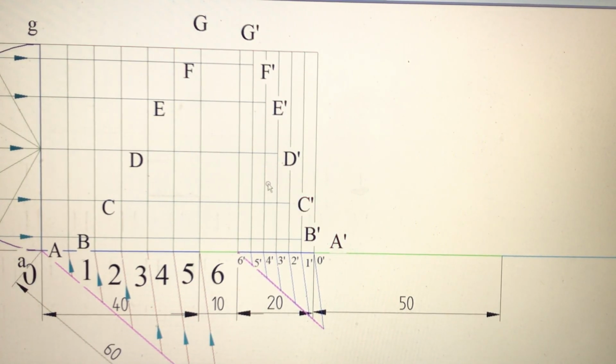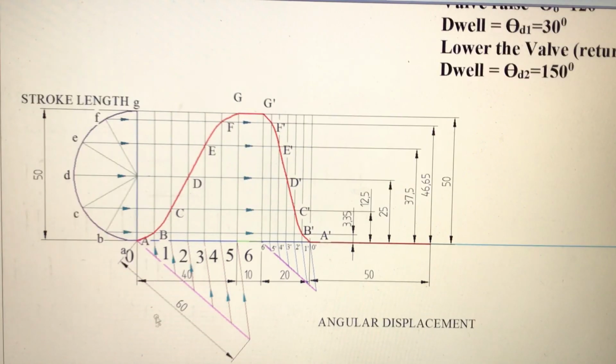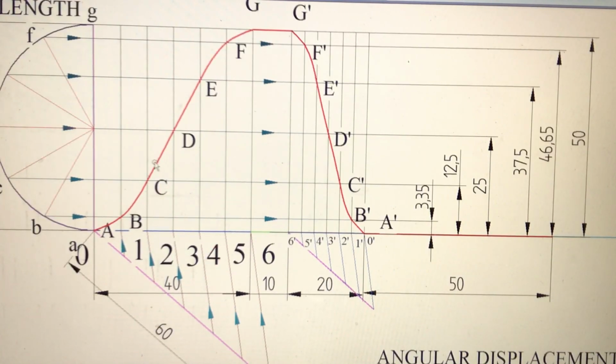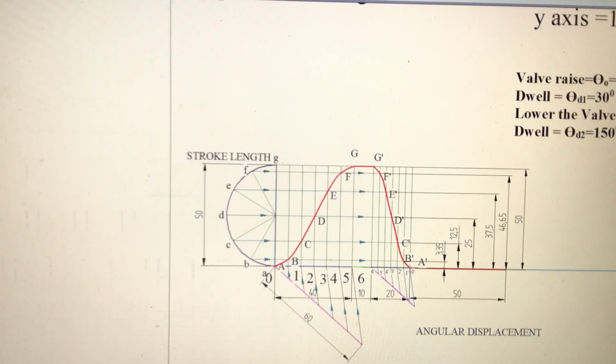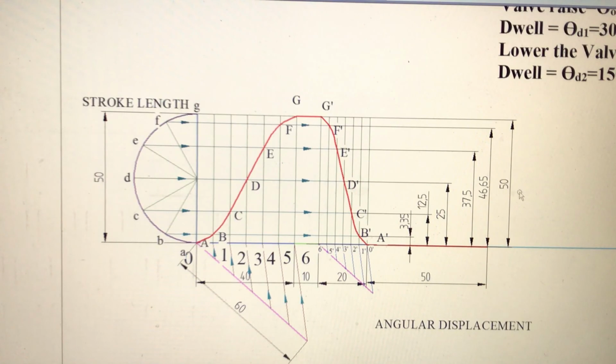After getting this, you connect all the points with a simple smooth curve, so that you get simple harmonic motion. First you draw from capital A to B, C, D, E, F and G. This is one smooth curve for simple harmonic motion. Then G to G dash is a straight line; it is the dwell period. Next you connect one more curve, G dash to A dash, so that you'll get the displacement drawing. So this is about the displacement drawing when it has simple harmonic motion. Thank you.